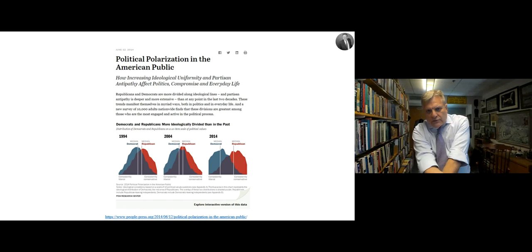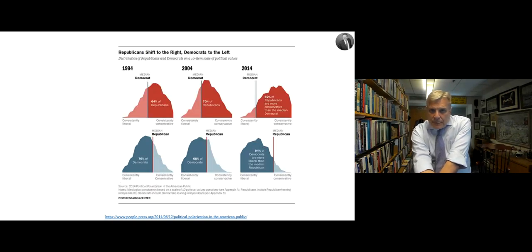This is another place that I encourage you to go take a look. It's a bit dated now, but it'll give you a sense for just how polarized things went from, in this case, 1994 to 2014. Republicans are shifting to the right, and Democrats shifted to the left. Well, who's still in the middle?